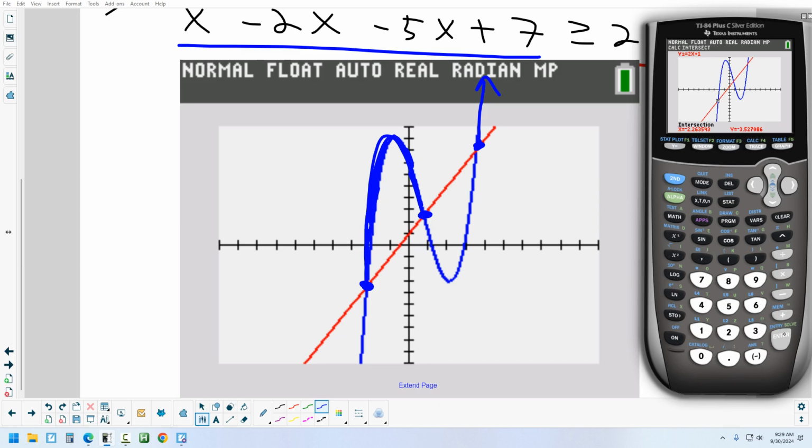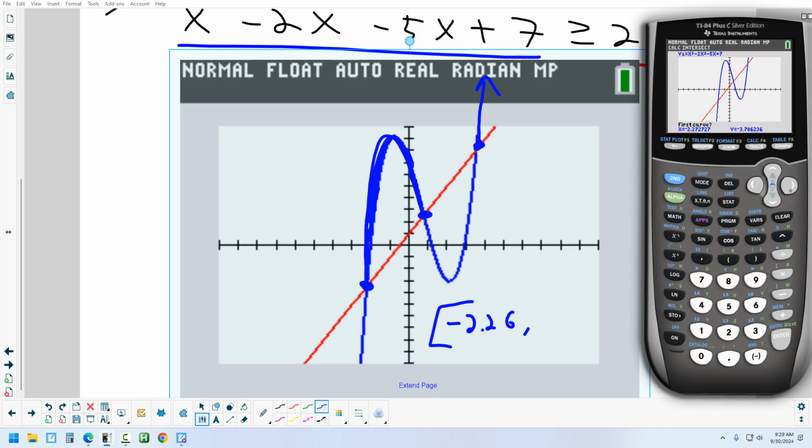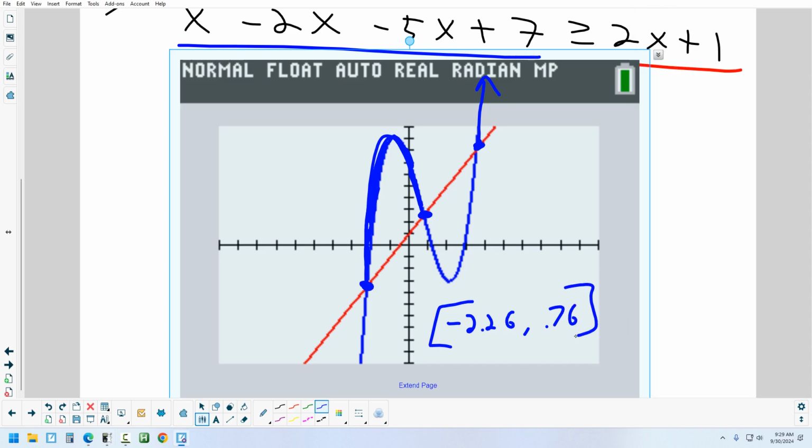So to solve this equation, I need to be between negative 2.26, and I can include it because it said above or equal, and I can go up to this other intersection point. If somebody can find the intersection point all the way on the right, I need that one in a second. 0.76. 3.51. It's 3.51 for the final one, so I can go 3.51 up to infinity. This is an unbounded interval. That's a parenthesis right there.